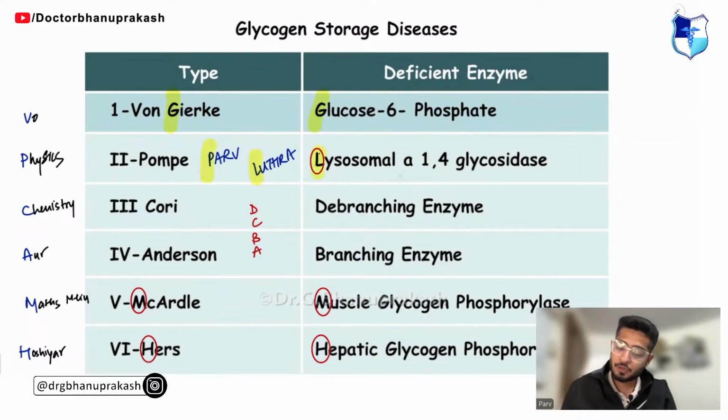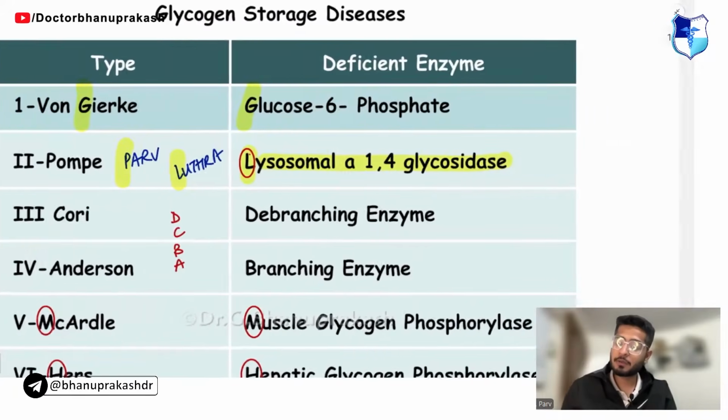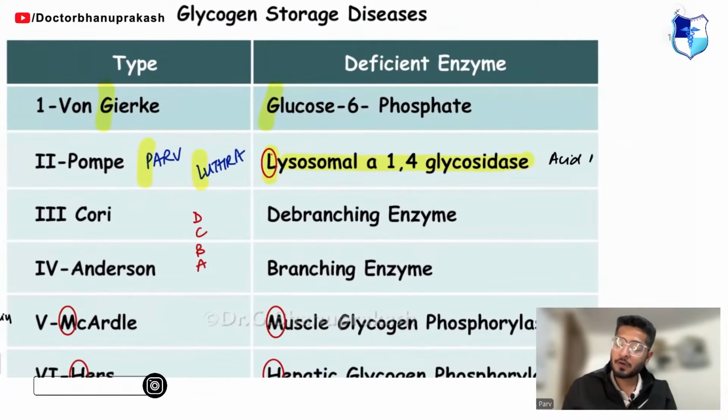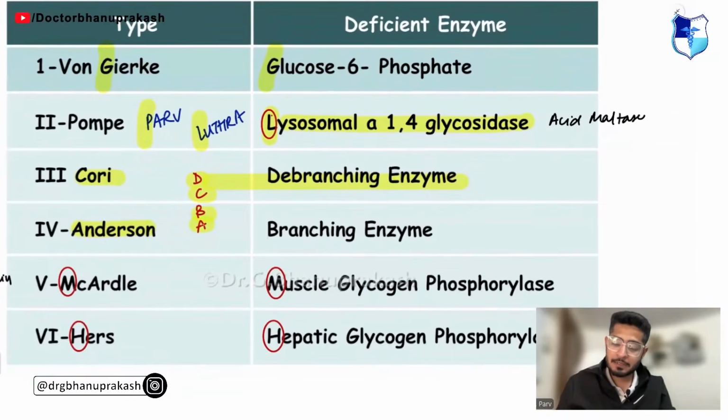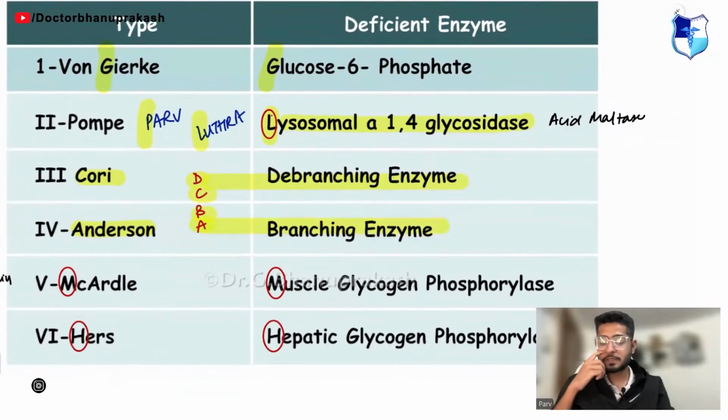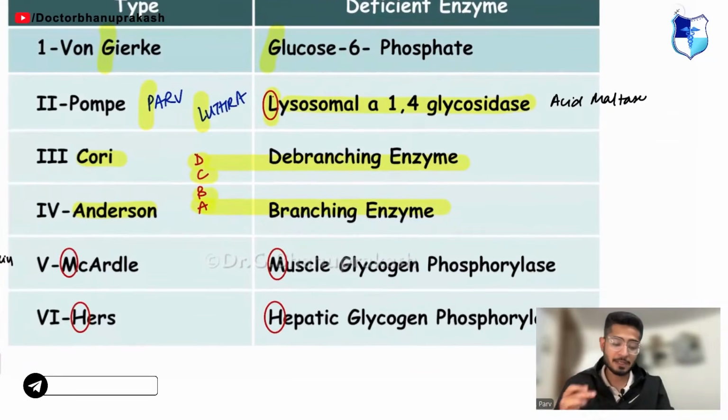L for lysosomal alpha-1,4-glucosidase, or you can remember it as acid maltase also. Both of them have the same name. Then you have three, so C and D, A and B. C and D, A and B means what? Cori's is the debranching enzyme, Anderson is the branching enzyme. Cori's is the debranching enzyme and Anderson is the branching enzyme.